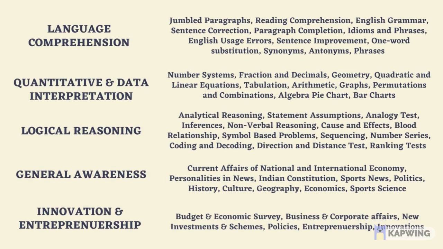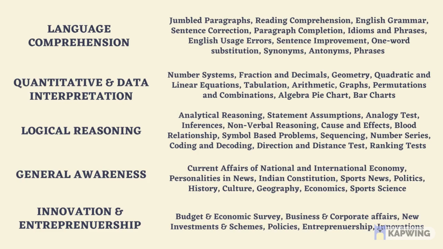Okay, so there are 5 different sections in the CMAT examination, with 4 of them being mandatory for all the students and 1 being optional. So let's just take a quick look through the different topics that are covered under the different sections. For language comprehension, we have reading comprehensions, sentence correction, paragraph completions, synonyms, antonyms, phrases, proper usage of grammar, and so on.